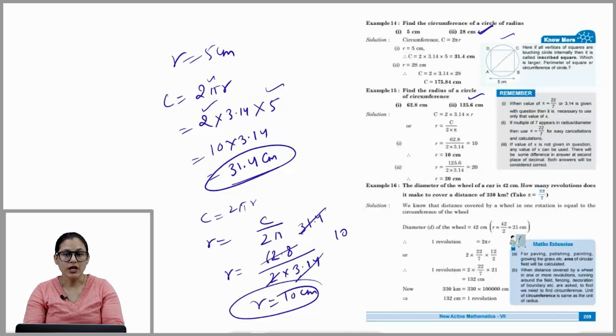Remember, number 1: when the value of pi is 22 by 7 or 3.14 is given with the question, then it is necessary to use only that value of pi. Number 2, very important: if a multiple of 7 appears in the radius or diameter, then use 22 by 7 for easy cancellations and calculation. And number 3: if the value of pi is not given in the question, any value of pi can be used. There will be some difference in the answer at the second place of decimal. Both answers will be considered correct.